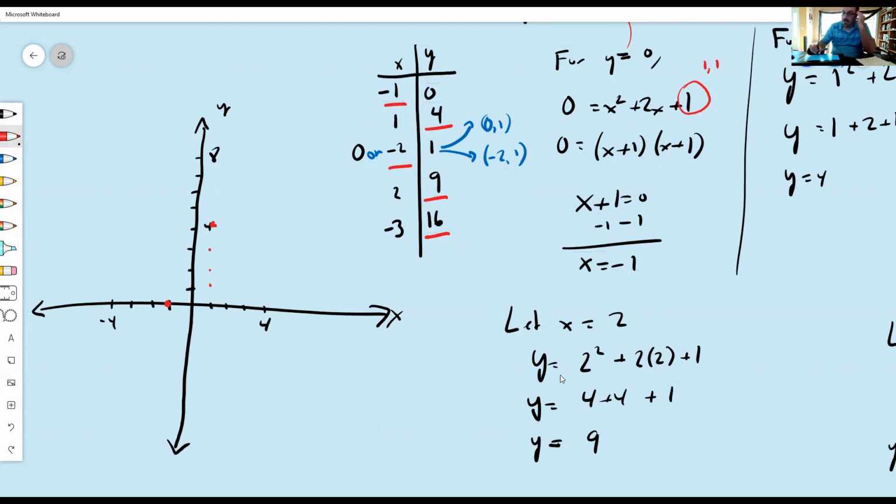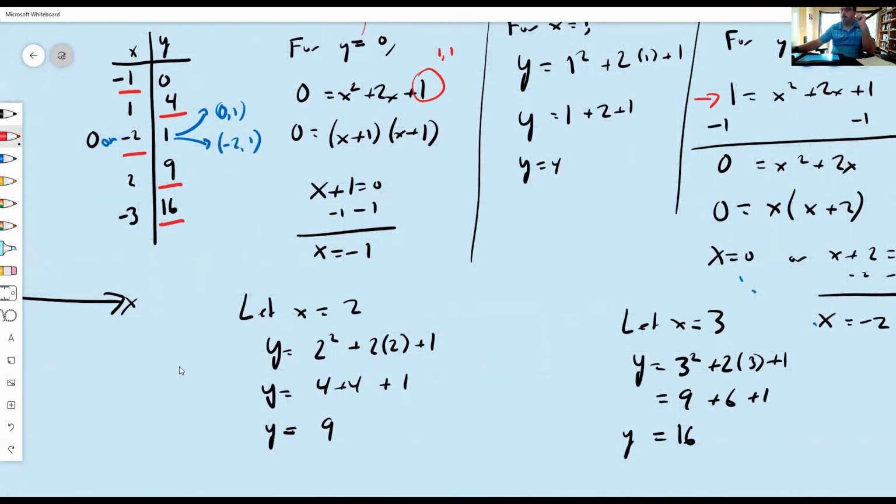Then I have either 0, 1 or minus 2, 1. So 0, 1 right here. Minus 2, up 1 is right here. And then when x is 2, y is 9. So x is 2, y is, here's 8 and 9. So something like right there. At minus 3, I did that wrong. I apologize. We need to fix that.